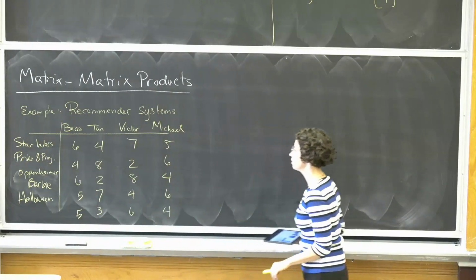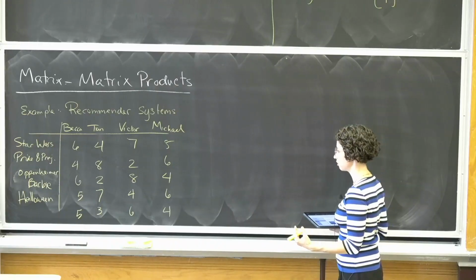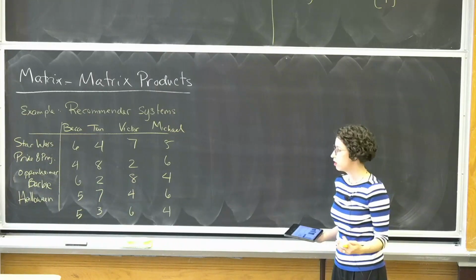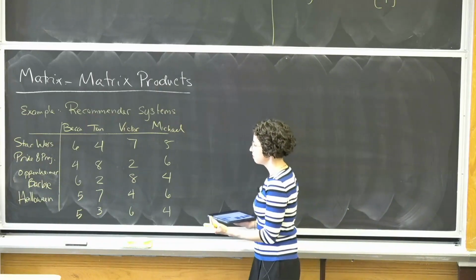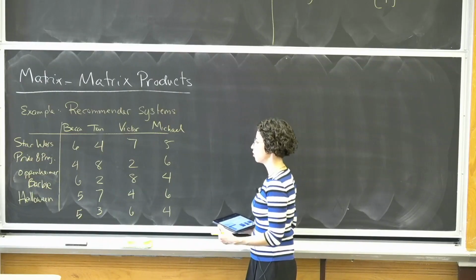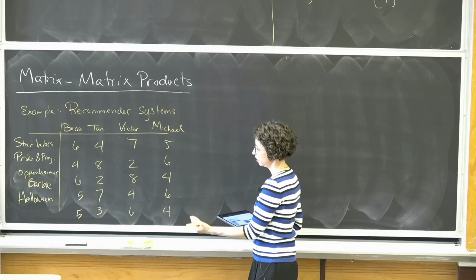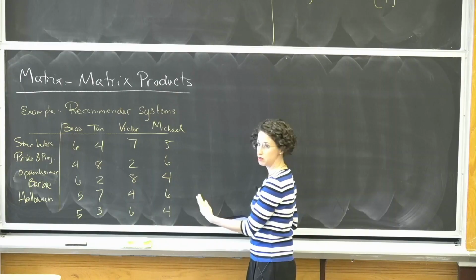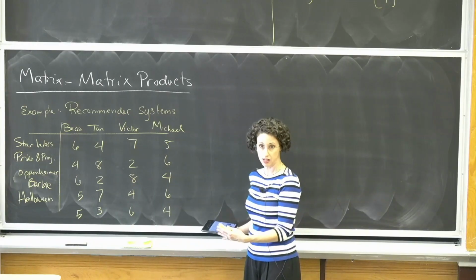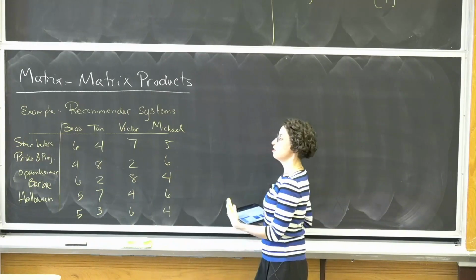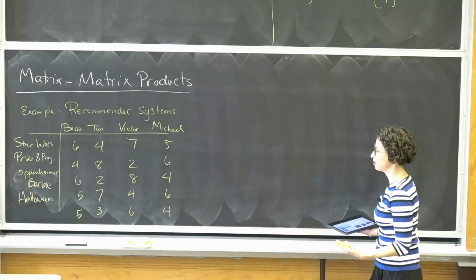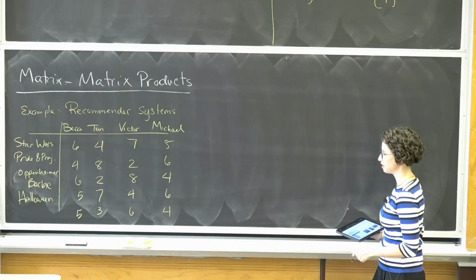Okay, so this is our matrix of ratings. Now, of course, in real life, we wouldn't know how much everybody likes every movie. We would only observe a subset of these entries, and we would then try to fill in the missing entries. And we are going to talk about exactly how to do that later. But in order to do that, we have to know how to multiply matrices with each other.